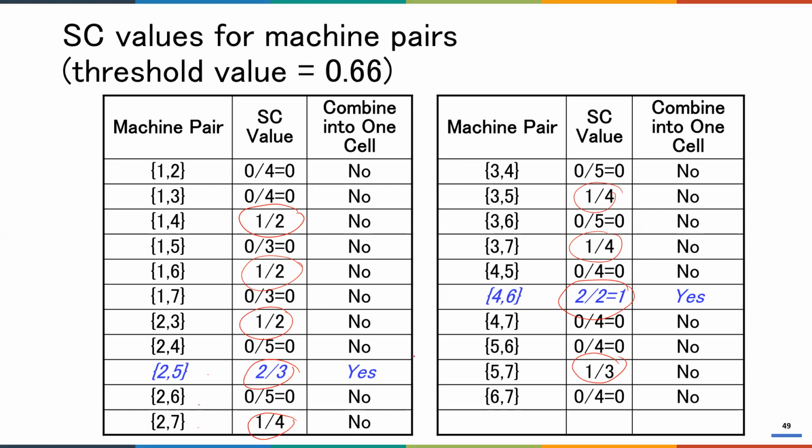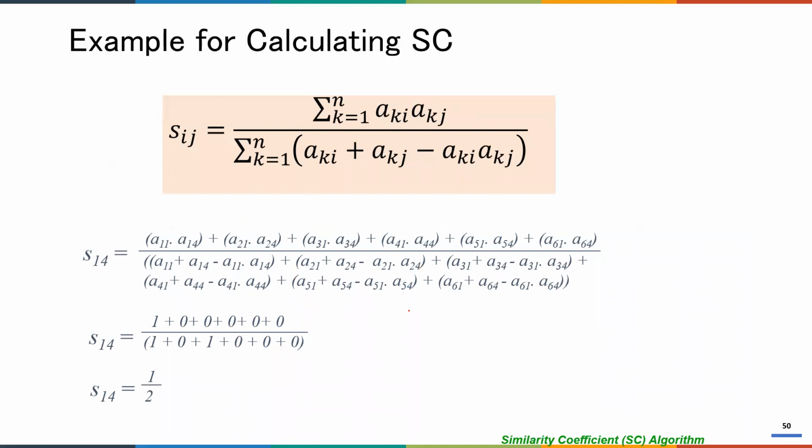Then we can set the threshold value. So for example, they decided to have 2/3 as the threshold value. So the machine pairs 2 and 5 and 4 and 6 are grouped as one cell. And this is the example calculation for the Jaccard coefficient using this formula, as I mentioned before. So for example, you try to understand the similarity coefficient between machine 1 and 4.